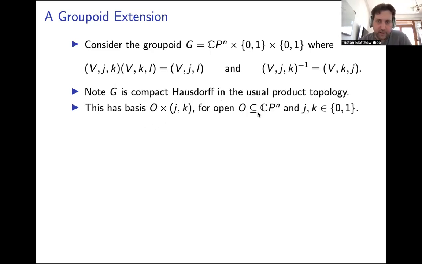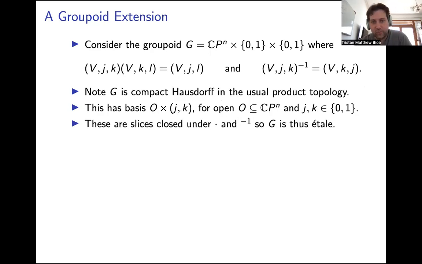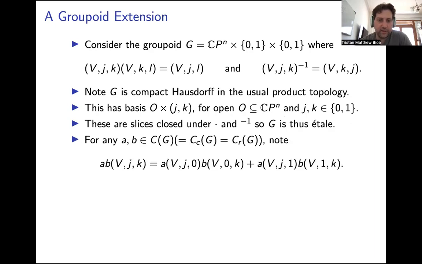Okay, and in this case, well, the product topology has this nice basis, right, where you look at some open subset of CPN, where you just fix the other 2 coordinates J and K, and these are in particular going to be open slices, and therefore the topology they generate, which in this case is the product topology, is indeed Étale, and they're also closed under products and inverses. It's easy to verify. We have our nice Étale groupoid, which extends just the trivial space CPN.